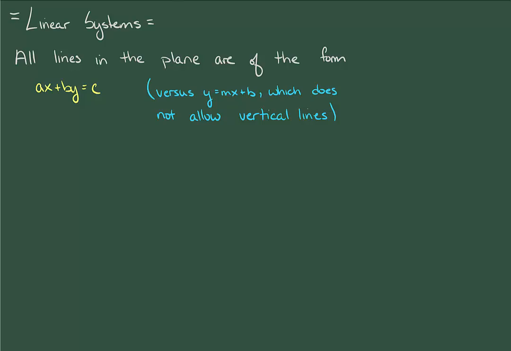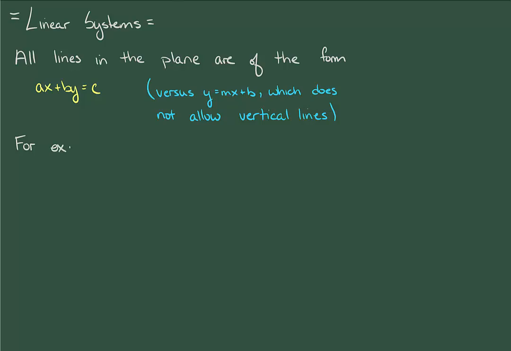Linear algebra is dedicated to solving simultaneous systems of equations. The word linear comes into play because we're often dealing with lines and their higher dimensional counterparts. Recall that every line in the plane can be written as ax plus by equals c. This includes vertical lines, unlike the slope-intercept formula y equals mx plus b.